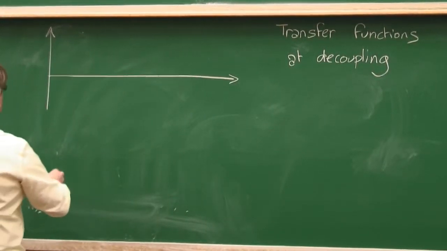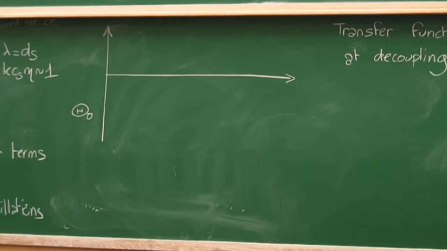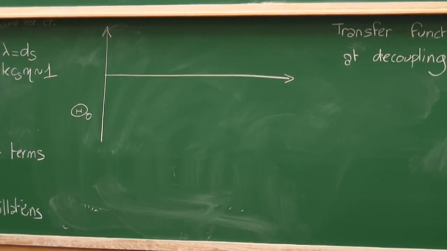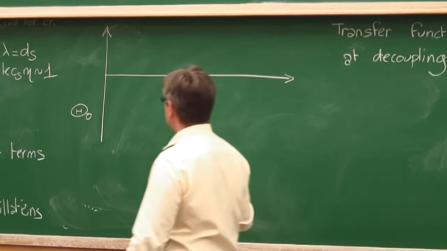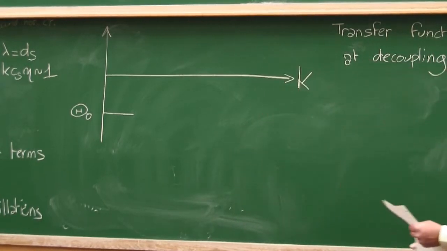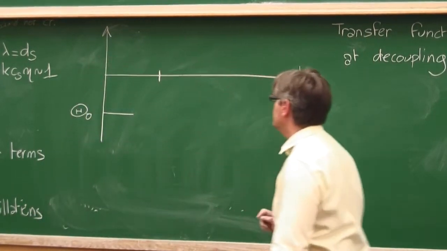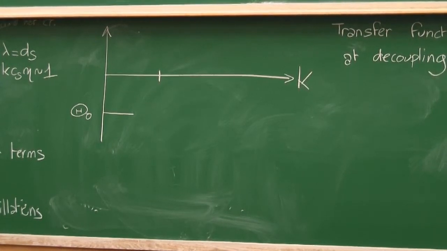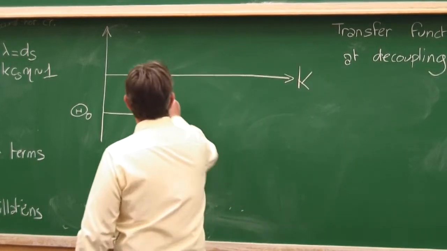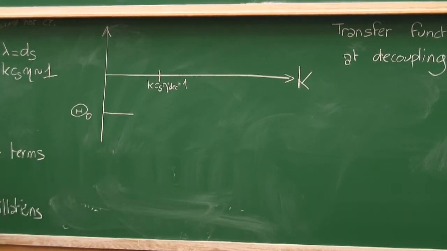So first, I will show this theta 0. We normalize the transfer function to the curvature perturbation. A positive curvature perturbation corresponds to a negative theta 0. So my transfer function on large scales is negative. So this is k, the wave number. The characteristic scale in the problem is the value of k corresponding to the Hubble radius, or more precisely, to the sound horizon at decoupling. So this value is the one such that k c_s eta at decoupling is equal to 1. It is the value where you start to get some non-trivial evolution.